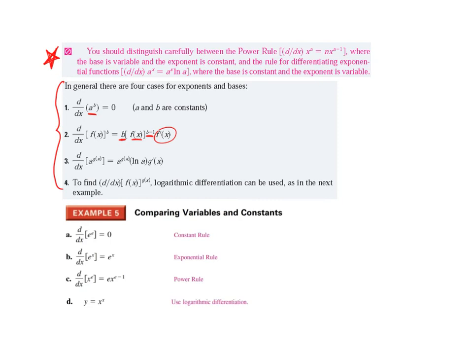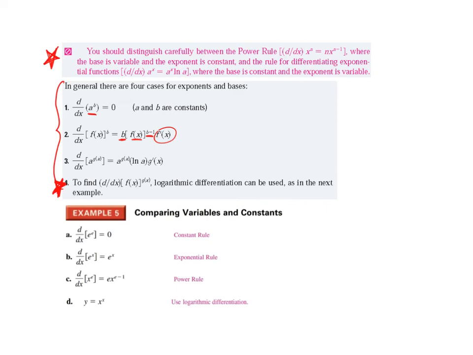For the exponential function in step 3, you rewrite it, then you multiply by the natural log of the base, then you multiply by the derivative of the exponent. And finally, number 4 is the one that's new to us: if both the base and the exponent are functions of x, this is where we'll want to use the logarithmic differentiation that we just talked about. So let's play around with that in just a second as we get through these next group of problems.